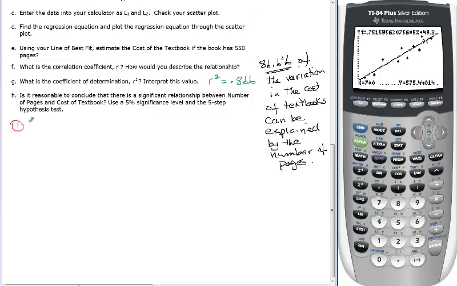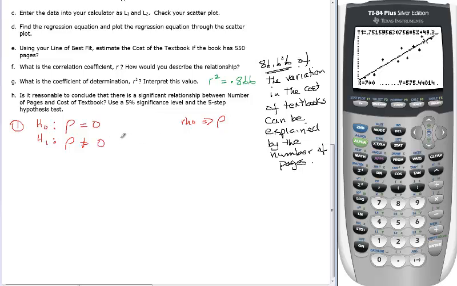Now, step 1 of your 5-step process, of course, is state your null and alternate hypothesis. Now, the null hypothesis is rho. Remember, rho is the letter that looks like a fancy P, R-H-O. Rho is equal to 0 is our assumption, that there is no relationship. We're going to assume there is no relationship between the two, and see if we can prove that to be false or true. So therefore, the alternate is rho not equal to 0.